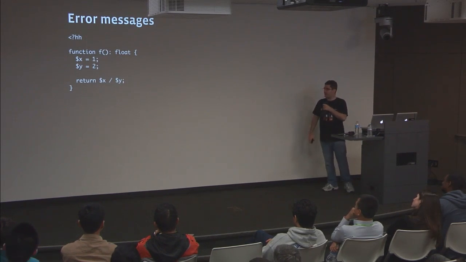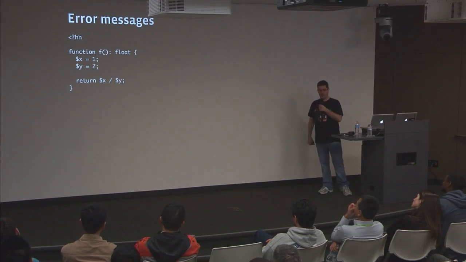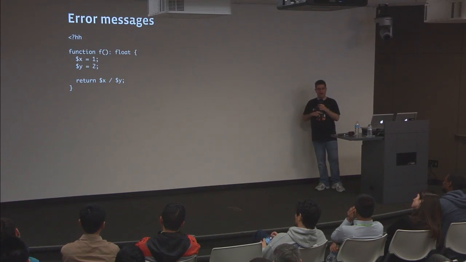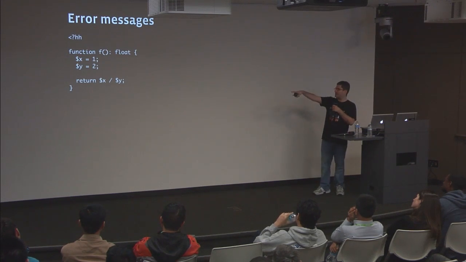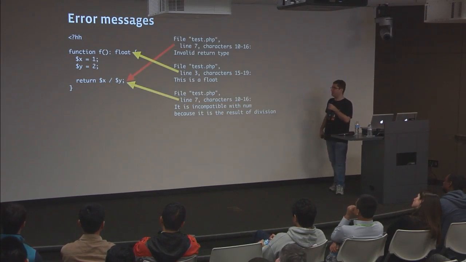Here's a fairly interesting one. We're going to divide these 2 integers in PHP, or in Hack. The semantics are the same in PHP. It turns out that integer division in PHP and Hack can return either an int or a float, depending on if the division was even or not, or divided evenly or not. So this is invalid. This isn't always a float. It could be an int. And so our error message would point that out.